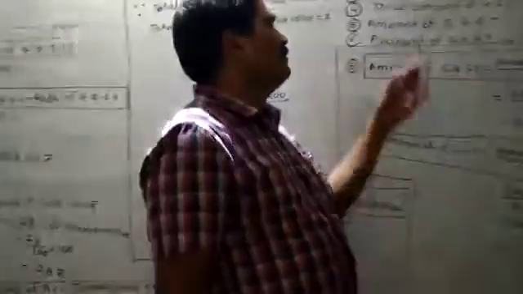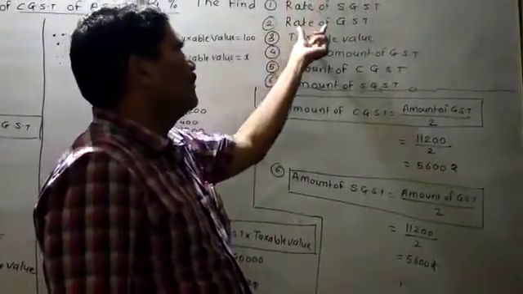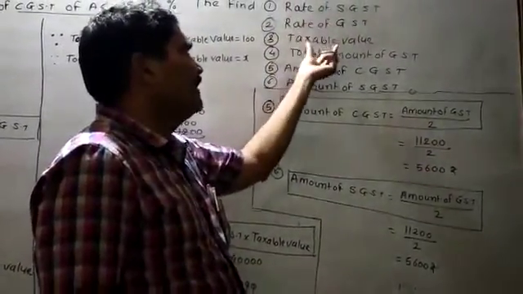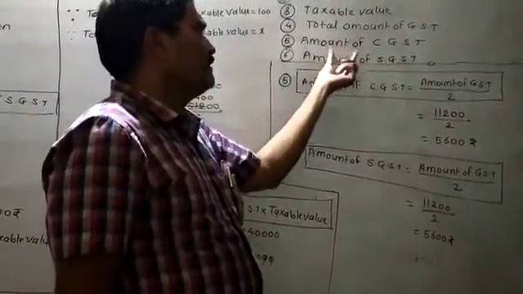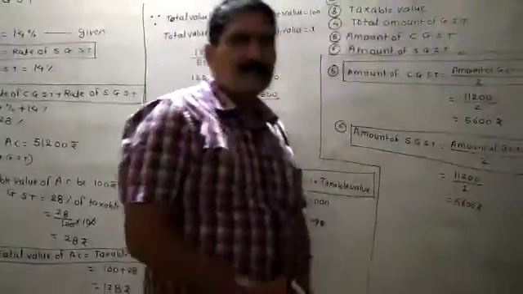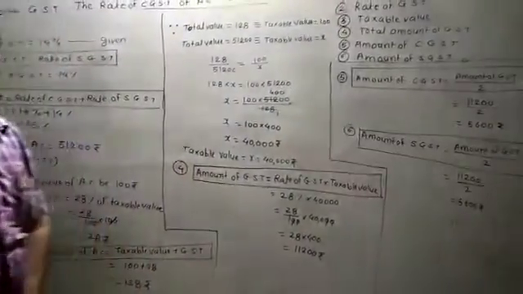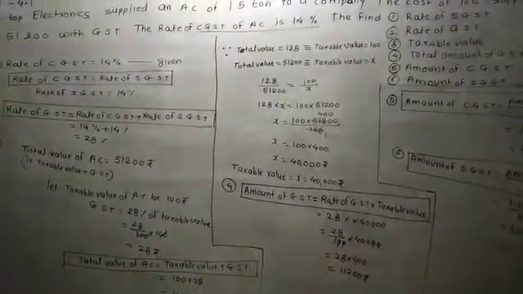In this way, you have to find out the rate of SGST, rate of GST, taxable value, total amount of GST, then amount of the CGST and amount of the SGST. I think you understand this problem. You have to write this problem properly in the notebook. Thank you.